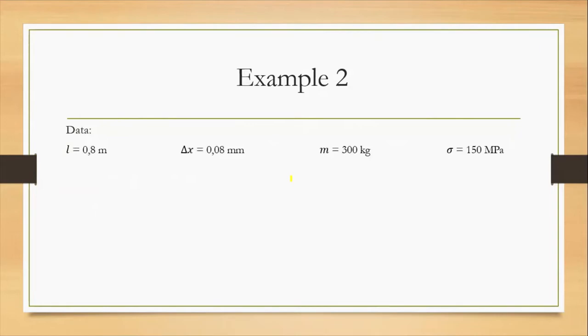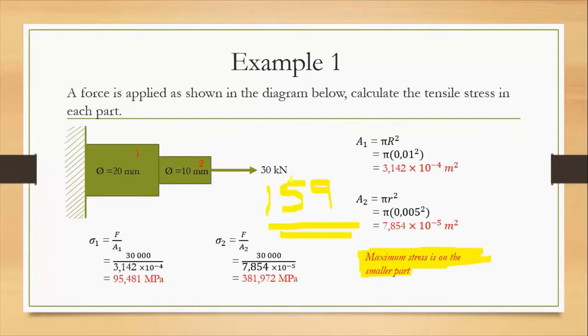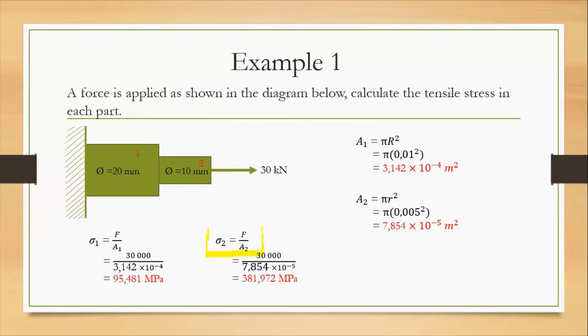So how do we calculate the diameter? The diameter is obviously in the area, so we need to find the area first. How do we calculate the area? Pi d squared divided by four. But we first need to find the area, since we are given the stress as well as the force. So you have to use the formula for stress to find the area first.